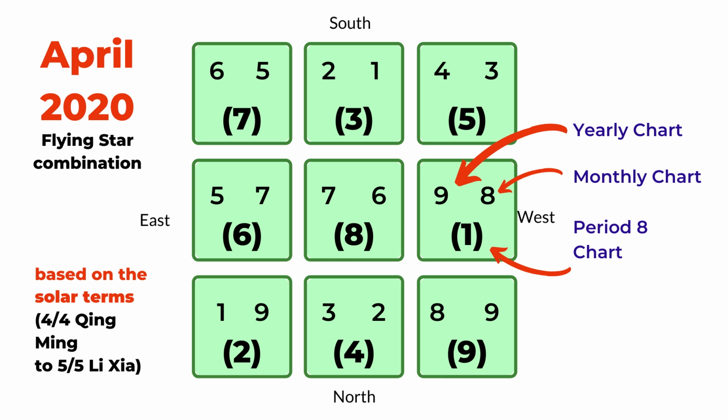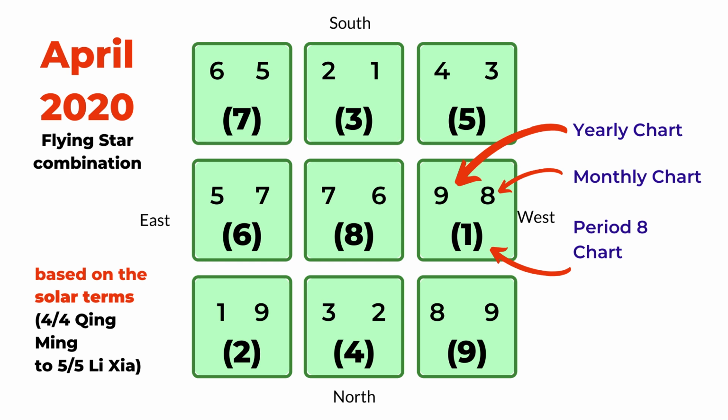Most flying star charts are based on the house facing direction and the seating direction, and you will have a water star and mountain star on the top. But here we are not considering facing or seating direction because there are too many combinations. There are many ways you can combine different flying star charts.